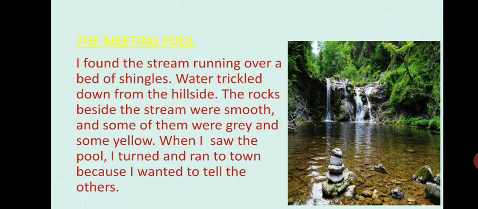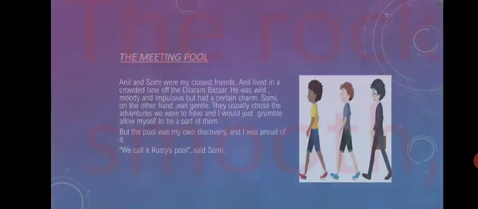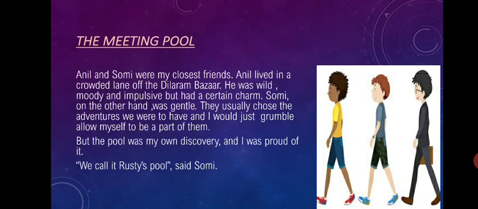So what he did, he ran to the town because he wanted to share this discovery with his friends Anil and Somi. Now here Rusty described his friends. Anil and Somi were his closest friends. Anil lived in a crowded lane of the Dilaram Bazaar. Anil was wild, moody, and impulsive.